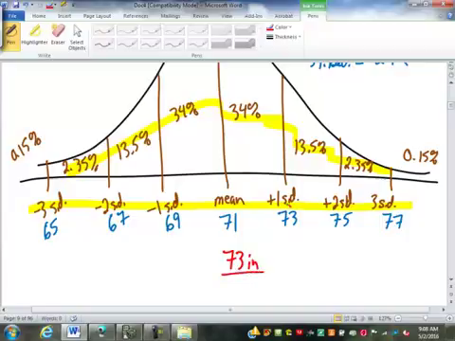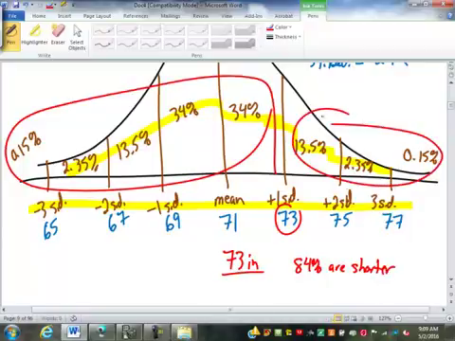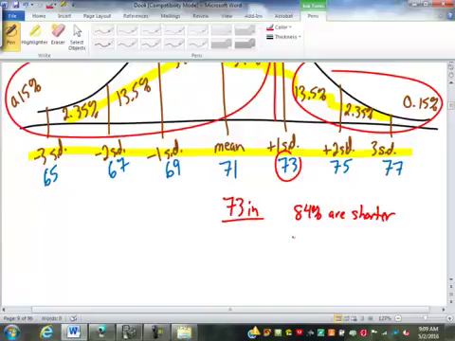Here's 73. If you add up these percentages, you get 84%, right? That's saying 84% of high school graduates are shorter than you. Or if you add up these percentages here, you get 16%. 16% of high school graduates are taller than you.